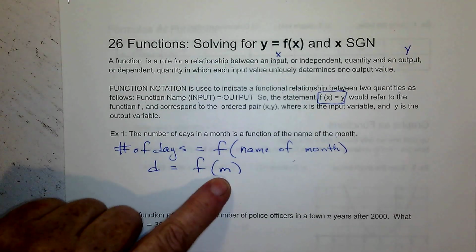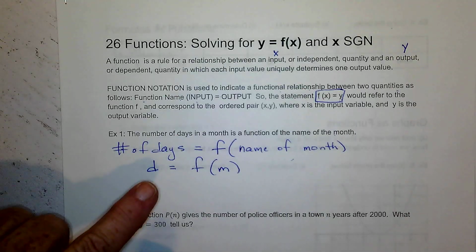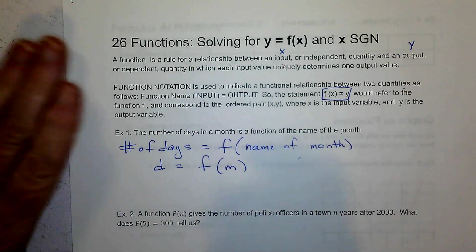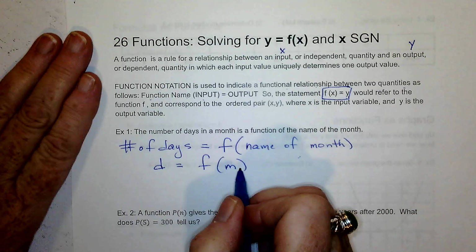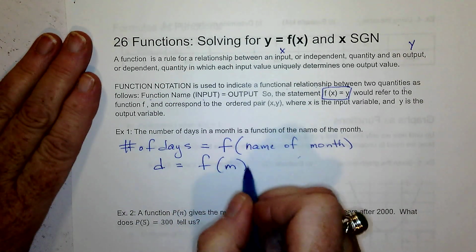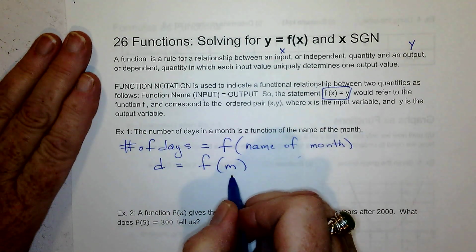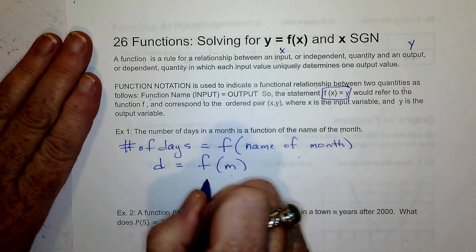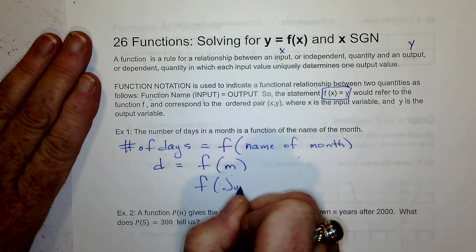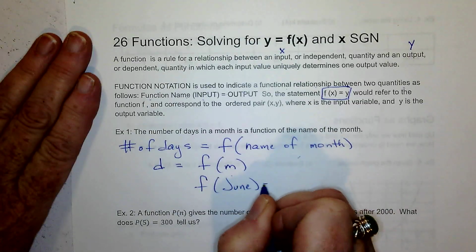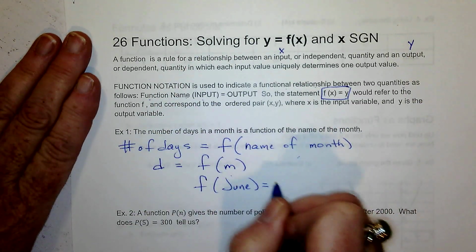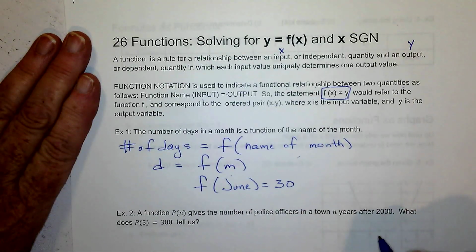Now our m should only be able to produce one answer for our d. I have to start off with what my input is. The input is always inside the parentheses. So as an example, I was born in June. So if I say the function of June, I'm going to write my d over here, is equal to what? It's how many days are in June. And that answer is 30.